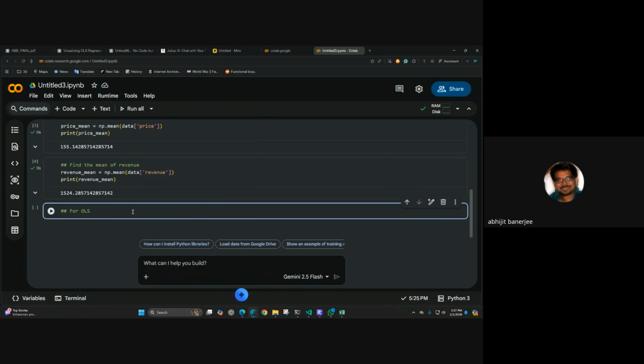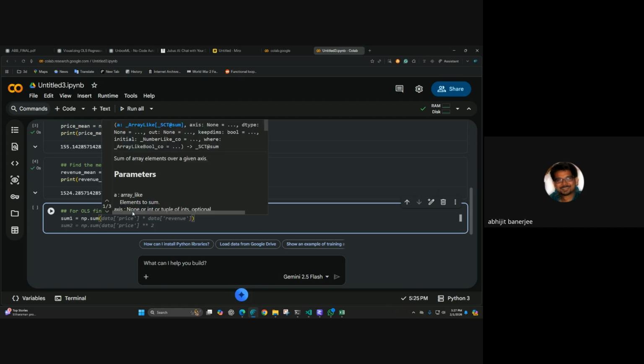Now for OLS, what we need to find is sum1 and sum2. What is sum1? Whatever it is suggesting is not that. Sum1 is the summation, np.sum, of X minus X mean and Y minus Y mean. How do I get that?